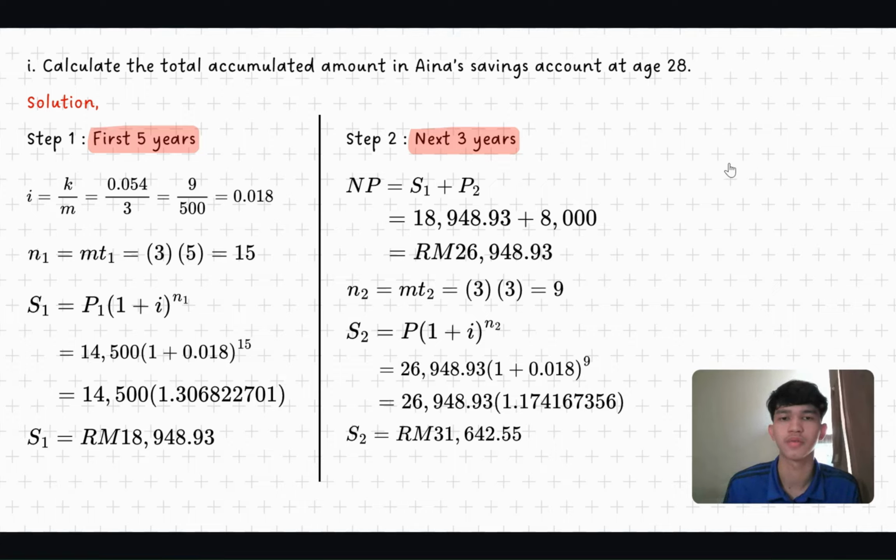Next, for step 2, for the next 3 years, we use this formula, and after we substitute the numbers and calculate, the answer we get for the new principal is 26,948.93. After that, we need to find N2. The formula is N2 equals MT2. So the answer we get is 9. We then use this formula to calculate S2. After we substitute the numbers and calculate, we get 26,948.93 multiplied by 1.174167356.